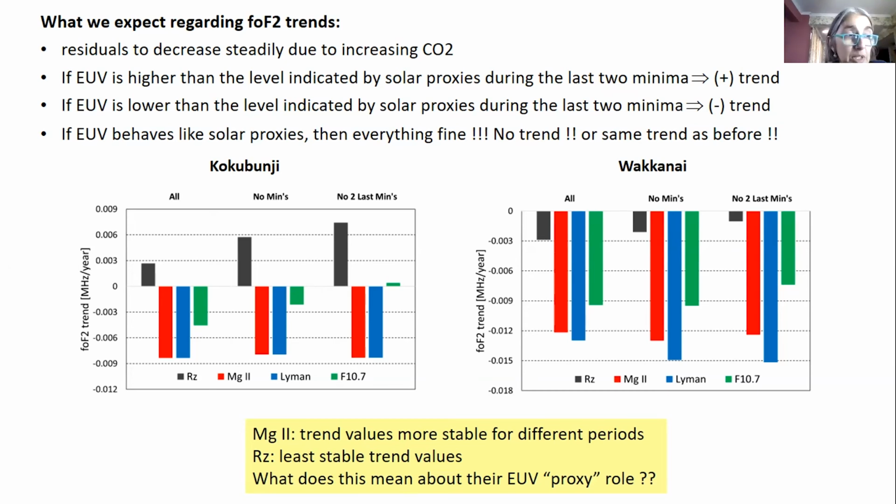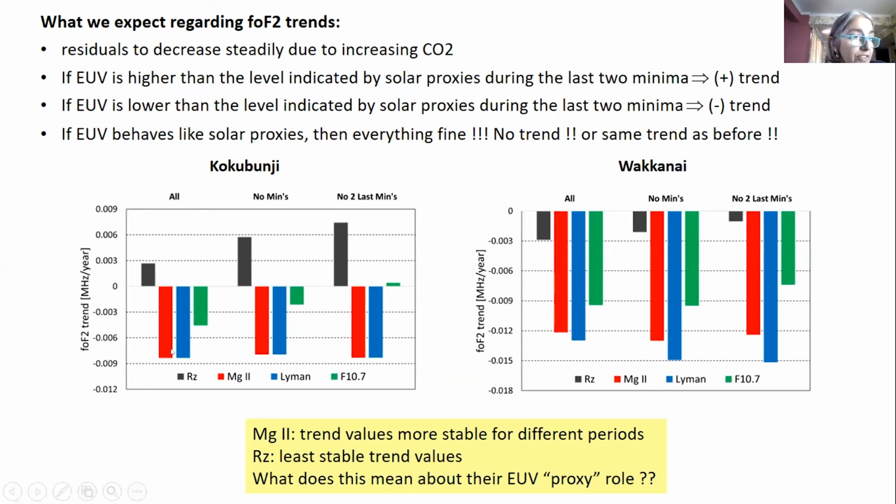Suspecting that during the last two minima EUV solar proxies may not reproduce adequately the EUV level, here is what to expect if this is really happening. If EUV is higher than the level indicated by solar proxies during the last two minima, then trends estimated including these periods should be more positive than without the two periods. Here is the opposite behavior in the opposite case. And if EUV behaves perfectly like the solar proxies show, then trends should not change.